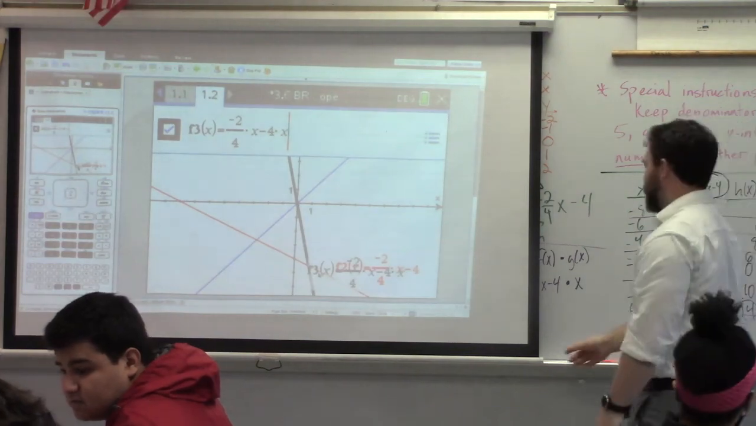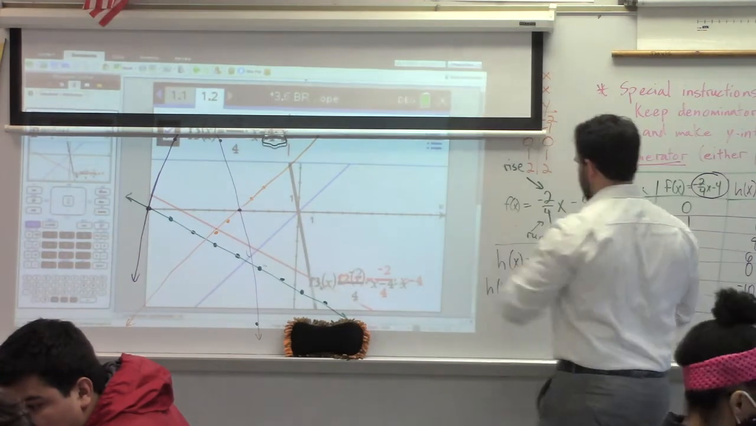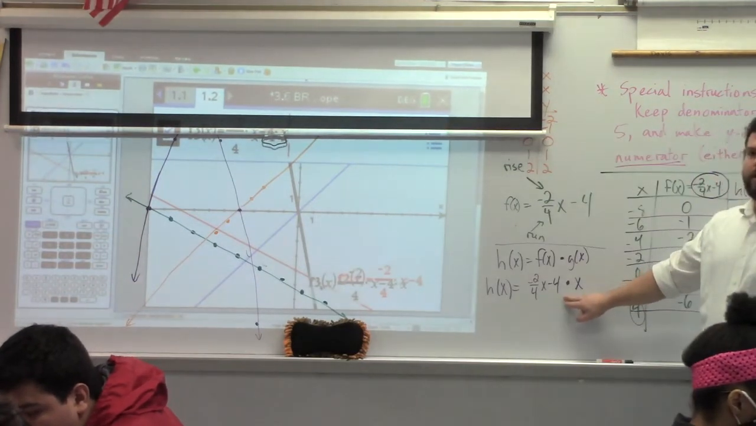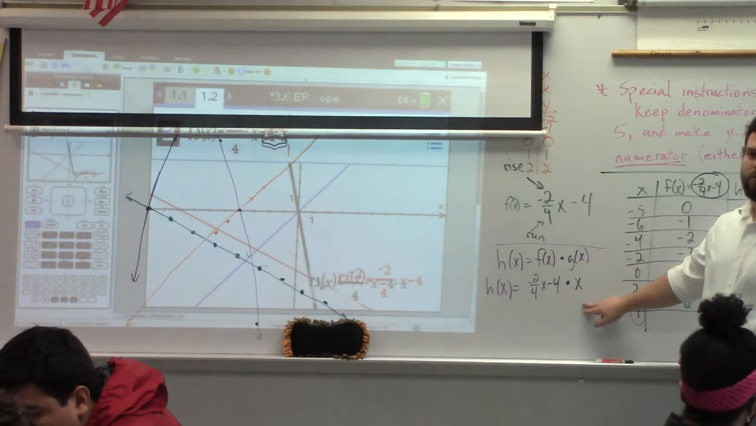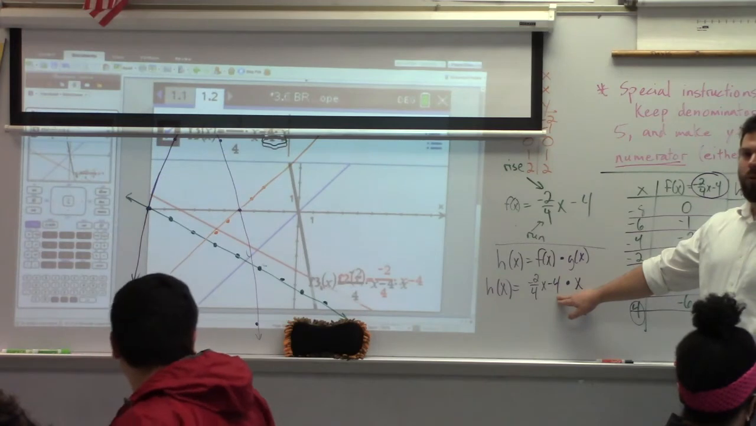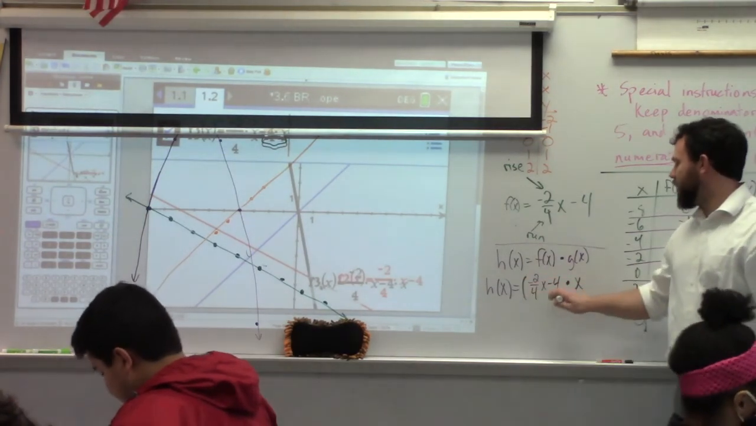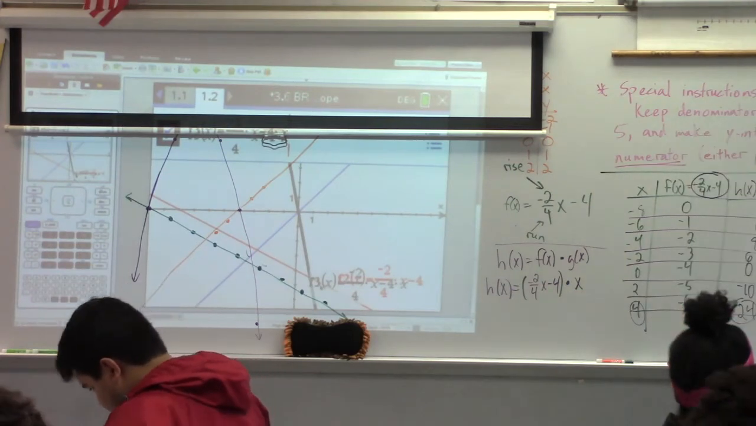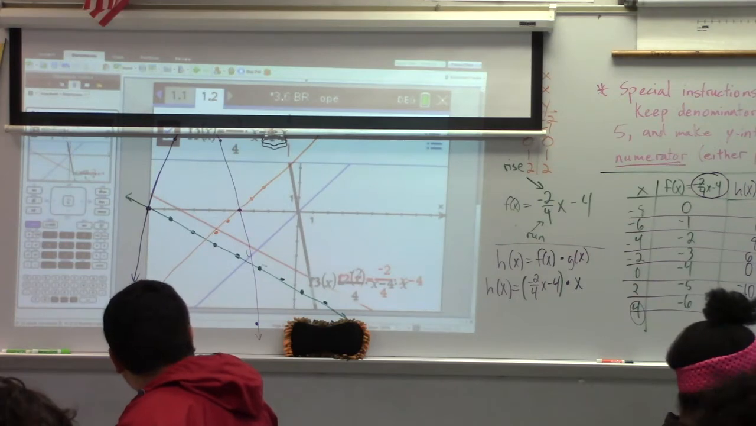And I need y'all to look at this right here. Am I currently dilating the entire f of x by x? No. No, what's the only thing I'm dilating by x? The 4. You need to make sure you keep your f of x together, put parentheses around that, then dilate by x.